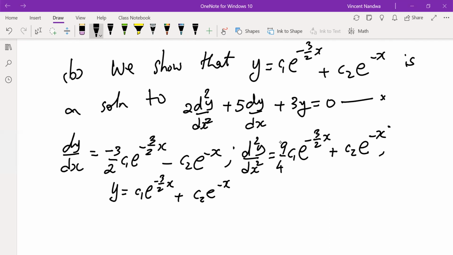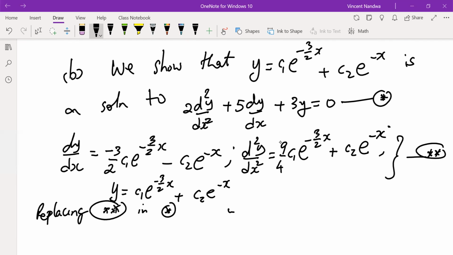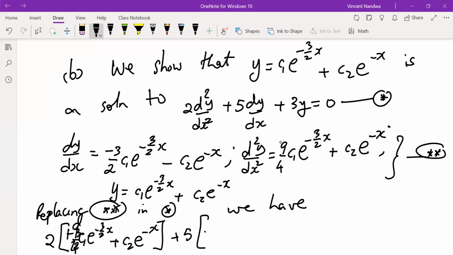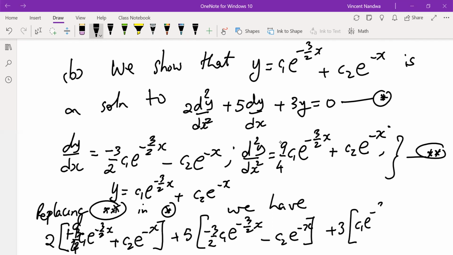So if I call this one star, and I call this one double star, let's say replacing double star in star, we have 2 times the second derivative, which is 9/4 c1 e^(-3/2 x) plus c2 e^(-x), plus 5 times the first derivative, which is -3/2 c1 e^(-3/2 x) minus c2 e^(-x), plus 3 times y, which is c1 e^(-3/2 x) plus c2 e^(-x).